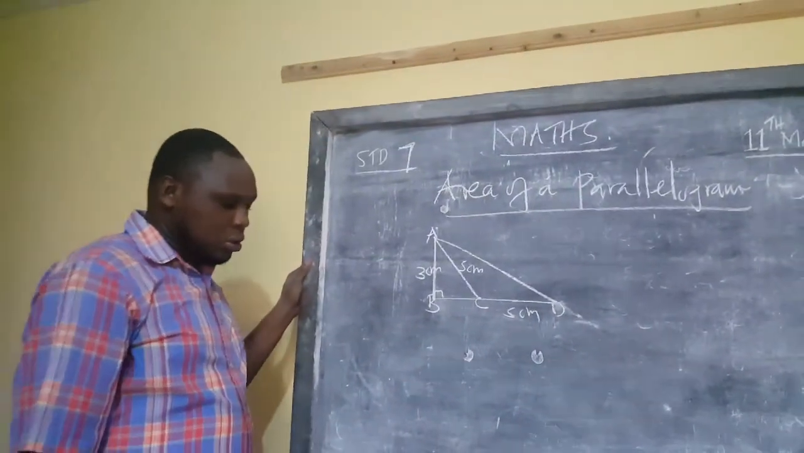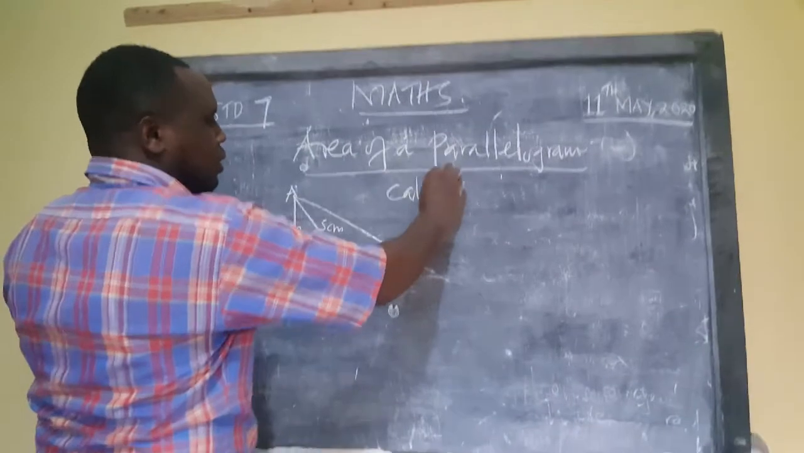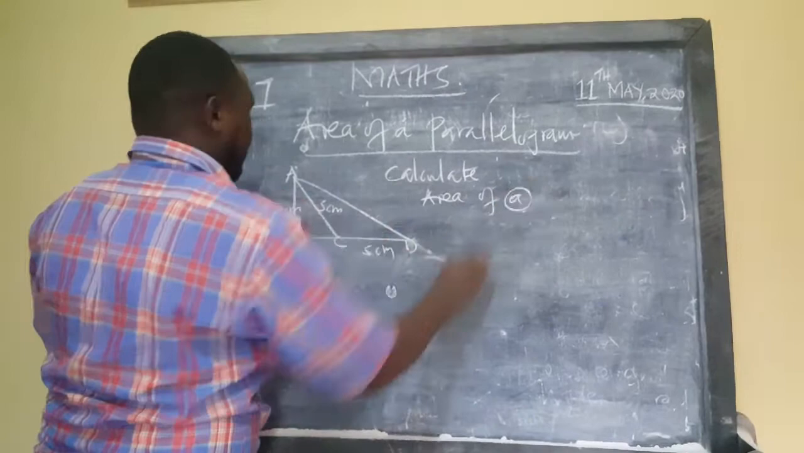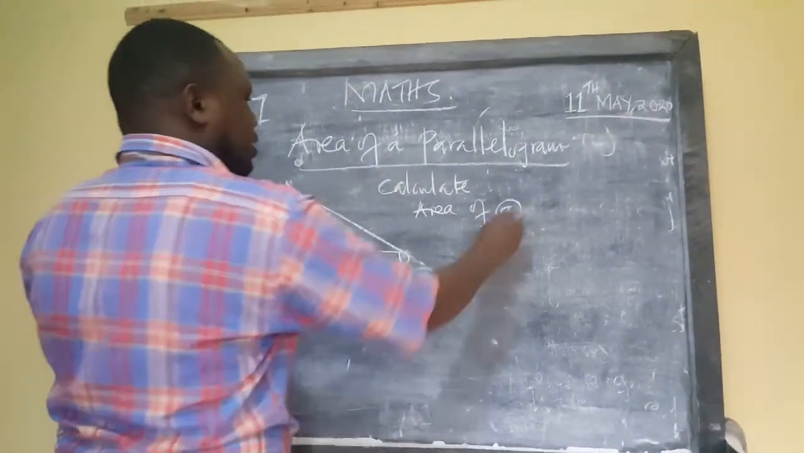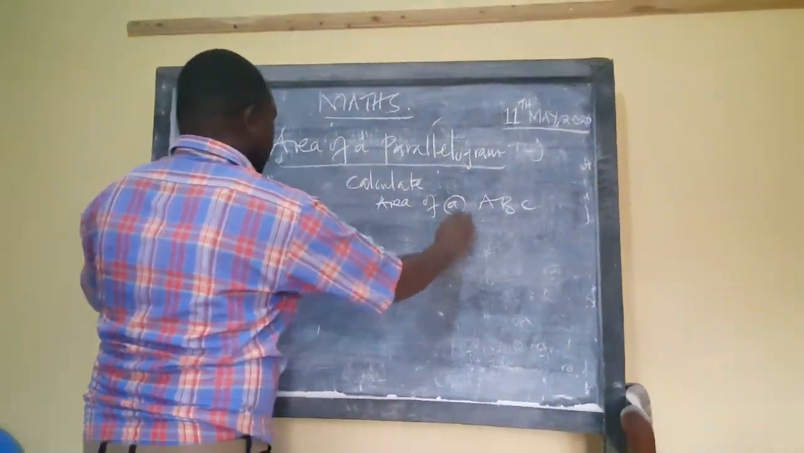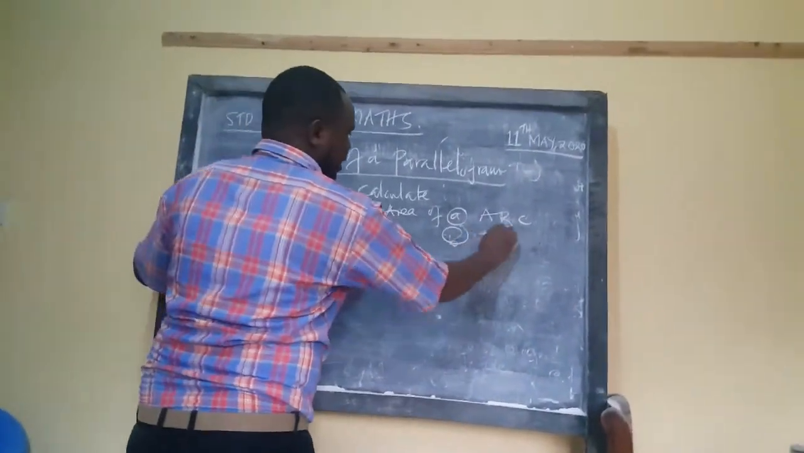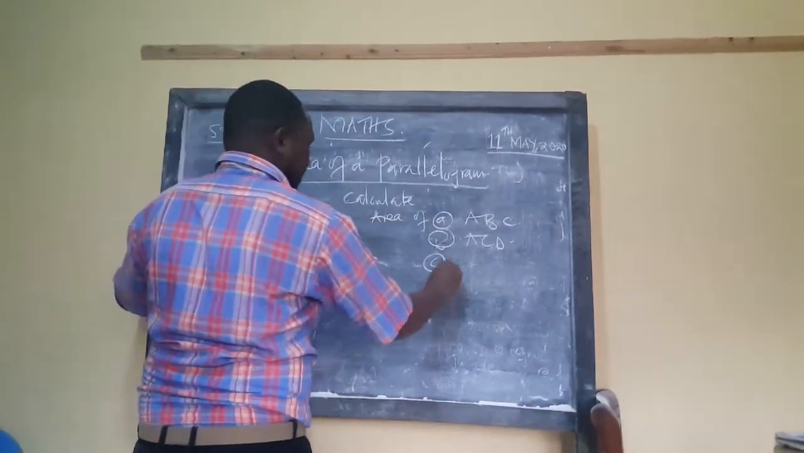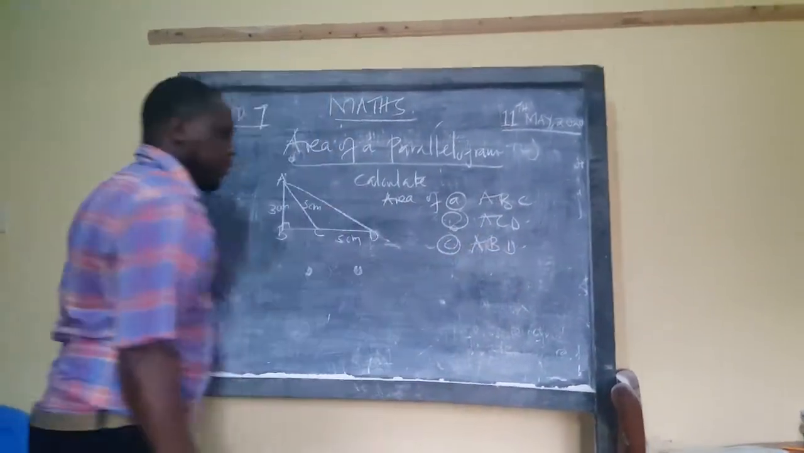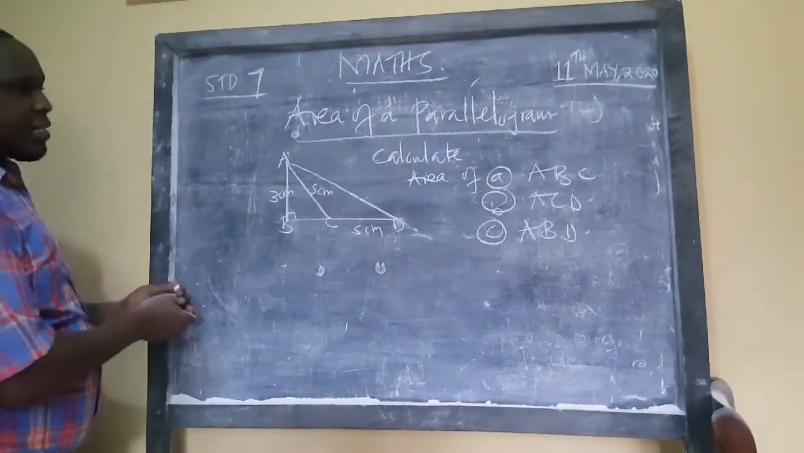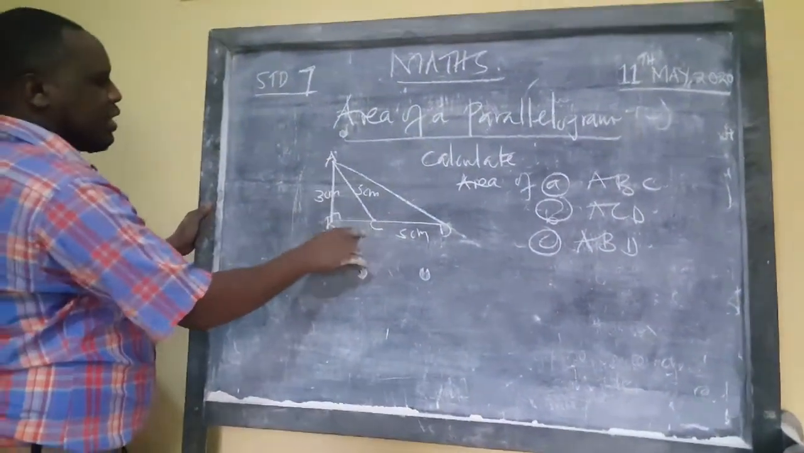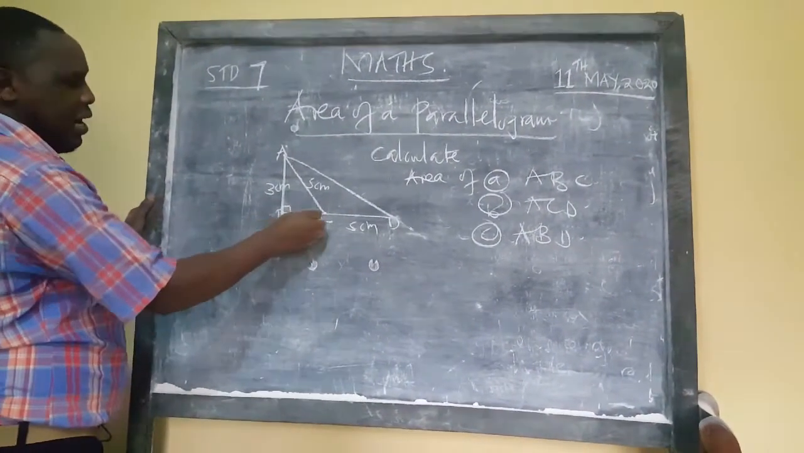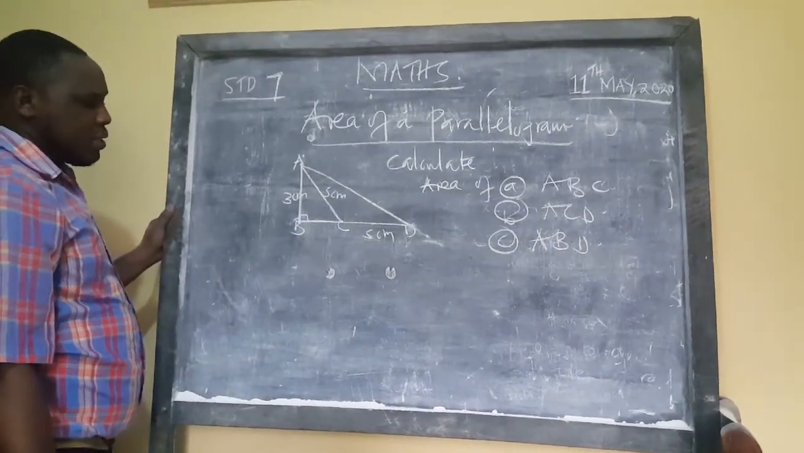You are told to calculate the area of triangle ABC, triangle ACD, and lastly calculate the area of triangle ABD. Very fast, we are going to find that triangle ABC is here. But if you look at this one, you are not given this particular part, which is the base.